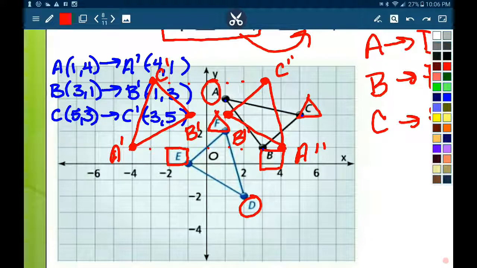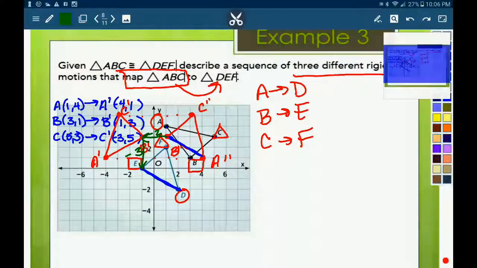Okay, and now I can definitely tell that this side here, from A double prime to B double prime, is supposed to match up with ED. They're actually located in the right spots now. So now I can tell, all right, I have to translate it left 2 units and down 3 units. Okay, so let's write all of what we just did down.